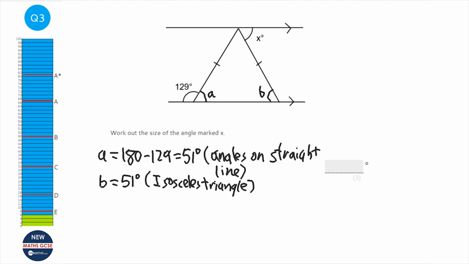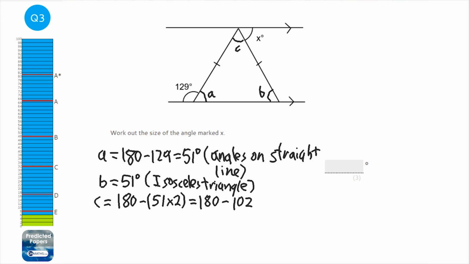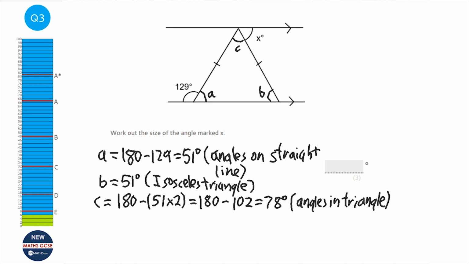Okay, next one I can work out is this one up here, which I'm going to call C. So C equals 180 take away 51 times 2. So 51 times 2, let's do that first. 51 times 2 is 102. So that's going to be 78 degrees. And the reason is angles in a triangle. Angles in a triangle add up to 180 degrees.